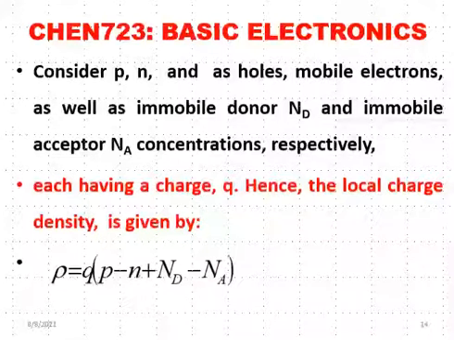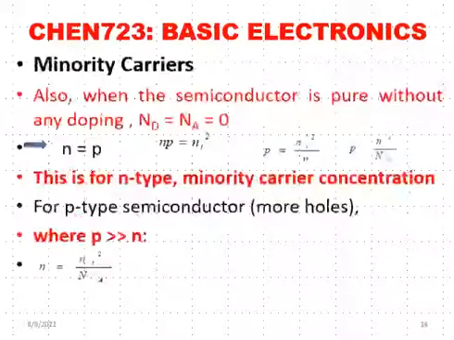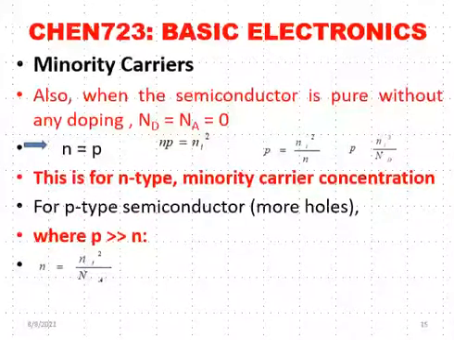So now the formula that is connecting these 4 variables, the P, the N, the Nd, and Na, is given by this, where rho is the charge density, which is equal to Q, that is charge of electron, 1.6 times 10⁻¹⁹, into P, the number of holes, minus N, the number of electrons, plus Nd, the number of donors, that is group 5 impurities, minus Na, the acceptors, that is group 3 impurities.